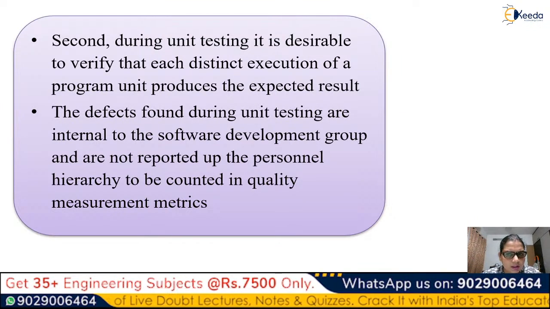Then, second, during unit testing, it is desirable to verify that each distinct execution of a program unit produces the expected result. That's what I explained earlier. Even if you isolate your piece of code and execute it, you compare it with the expected result, whether it is the same or different. If a defect is found in unit testing, it is internal to the software development group. That means you report to the software development group, and such defects are not reported by personal hierarchy or counted in quality measurement metrics, right?